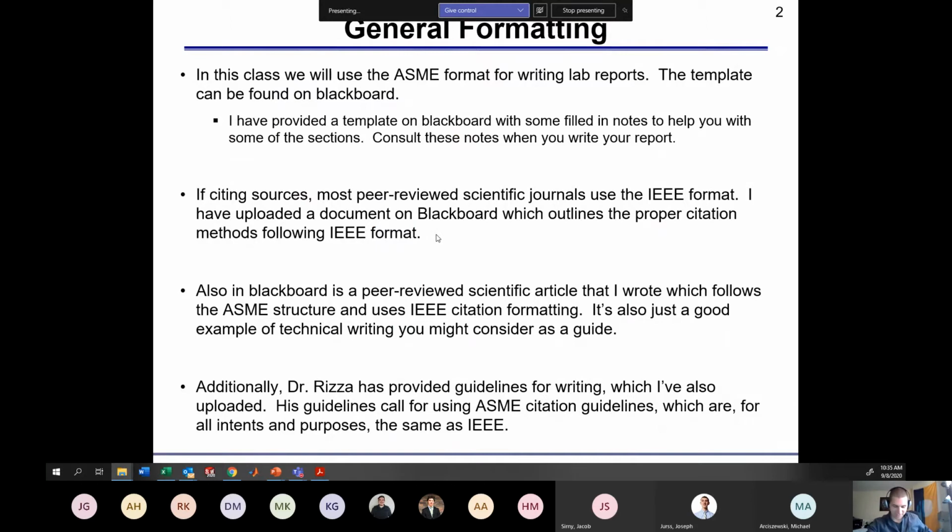We're going to do some citations in this class, and we're going to follow the IEEE formatting. IEEE is the most accepted for scientific writing. Every time that I submit a journal article, it's an IEEE, and it's always what's accepted. I've uploaded a document on Blackboard that outlines proper citation formats for IEEE format.